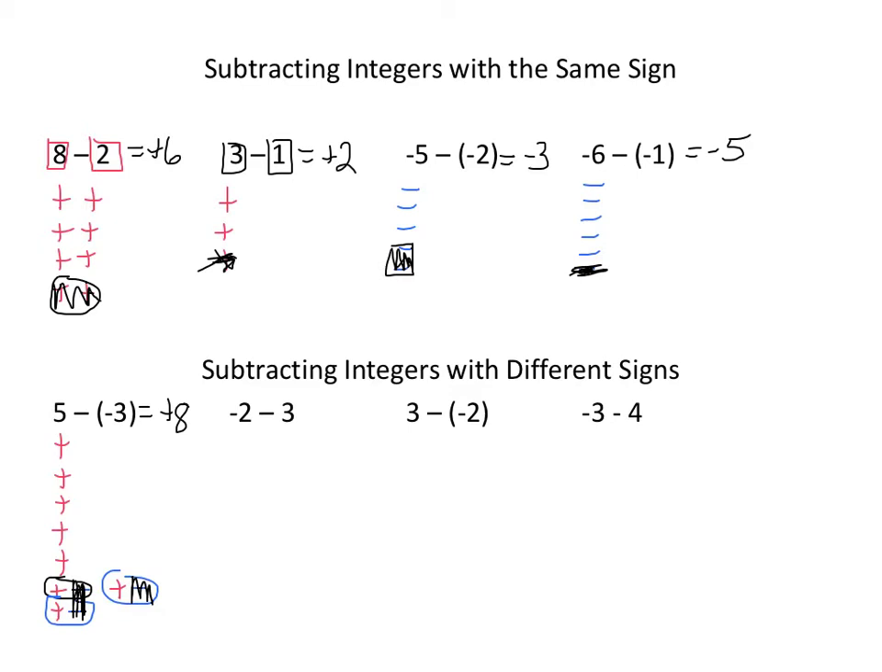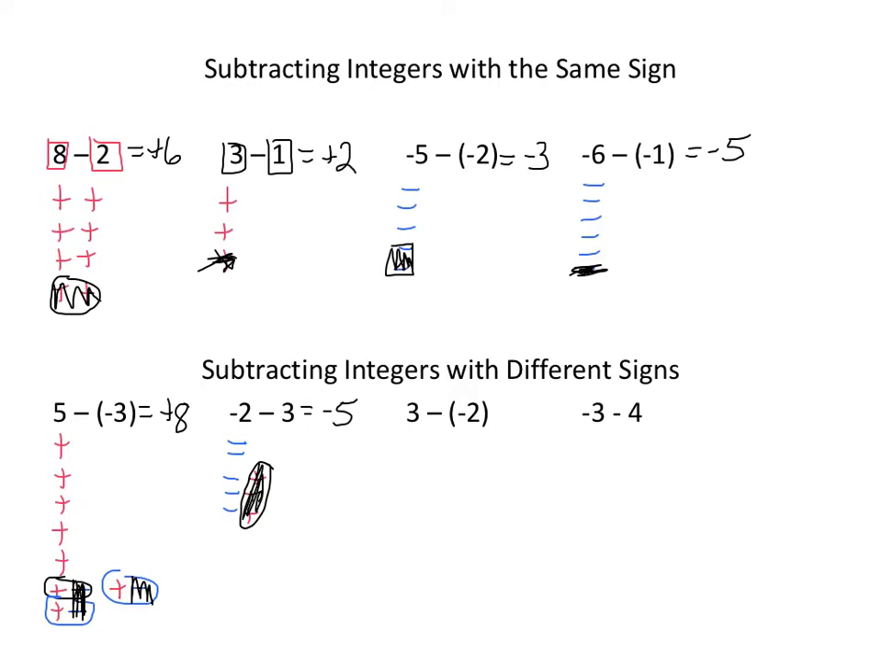Same thing goes with the next one. If I have 2 negatives and I want to take away 3 positives, I'm going to add my zero pairs. So 1, 2, 3, 1, 2, 3. I'm going to go ahead and take away those 3 positives, and now I have negative 5. This one's a little bit easier to reason with. If you think about it, if it's negative 2 degrees out and the temperature falls 3 degrees, the temperature is now negative 5. So you can go ahead and pause the video and see if you can figure out the next 2 on your own.